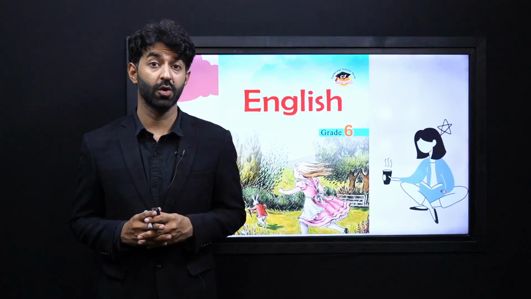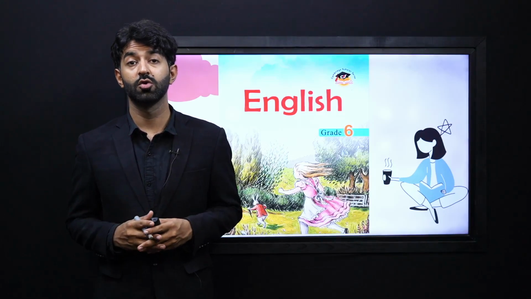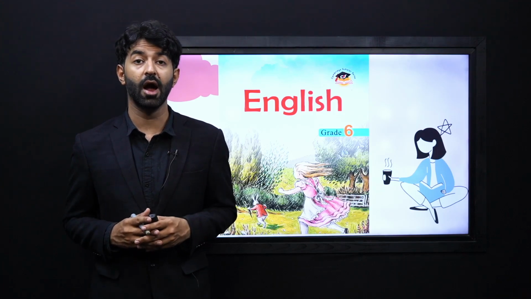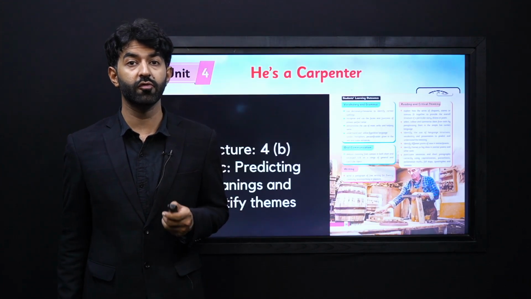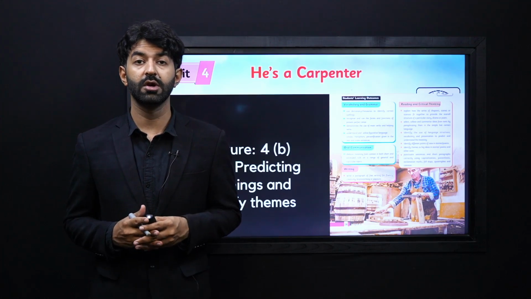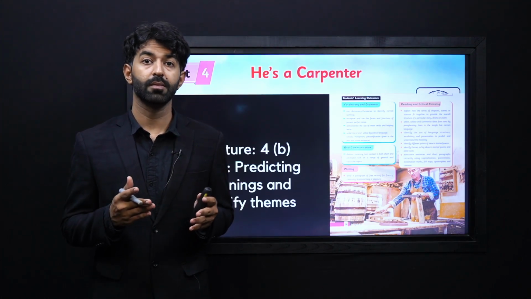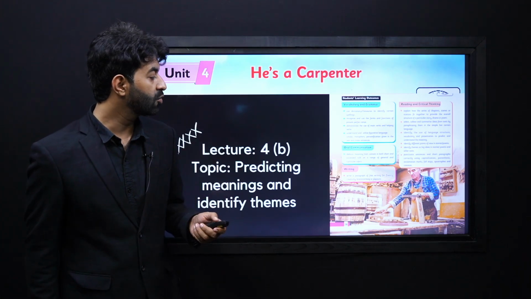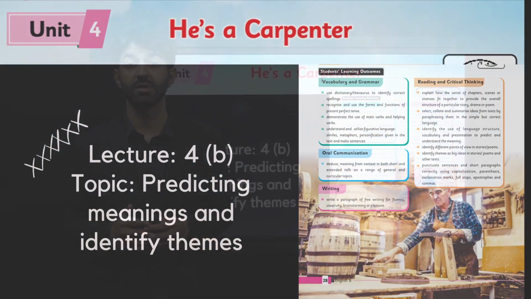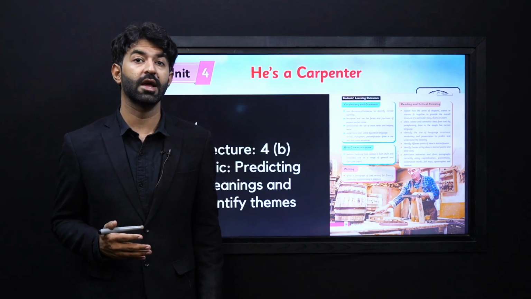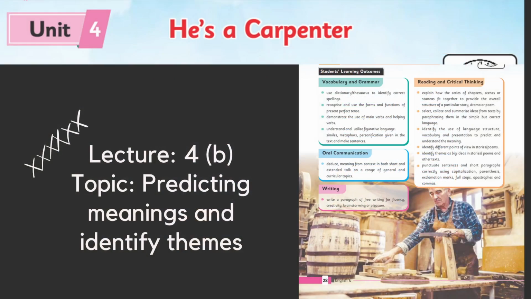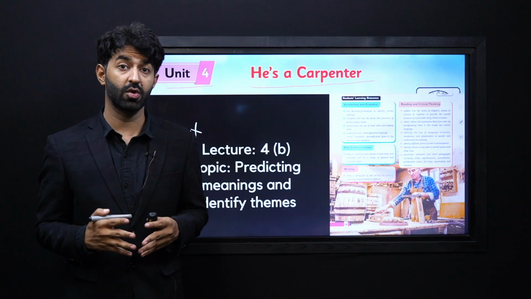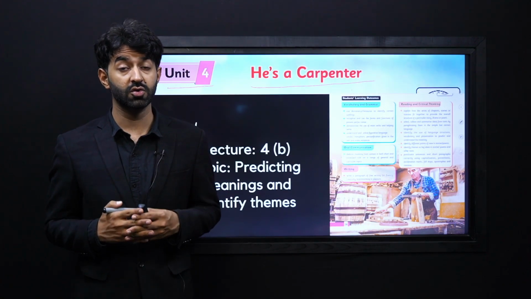I hope that you're doing well and all ready and set to learn about today's students learning outcome from unit number 4. As you know, we have covered SLOs from the other competencies in the previous lessons. Now it's time to cover something from the competency of vocabulary. This will be our lecture number 4B, and we are dealing with unit 4. The title is He is a Carpenter. I hope that you have read the lesson and understood it very well.